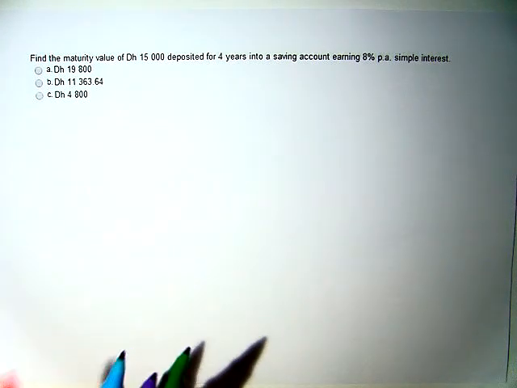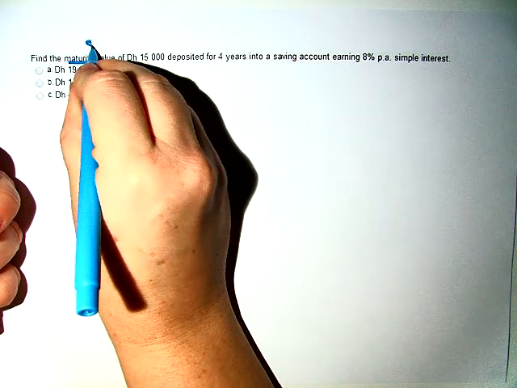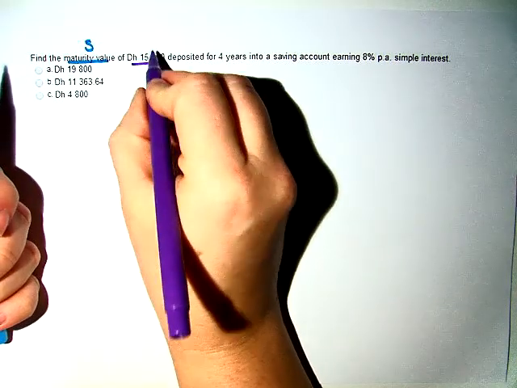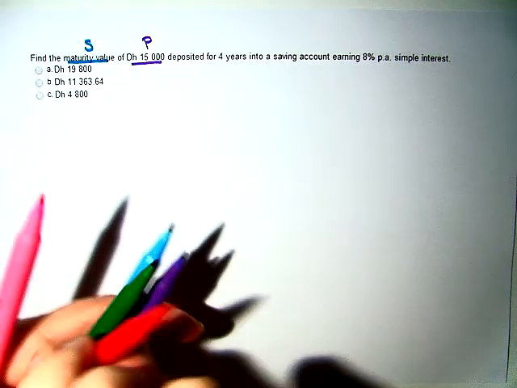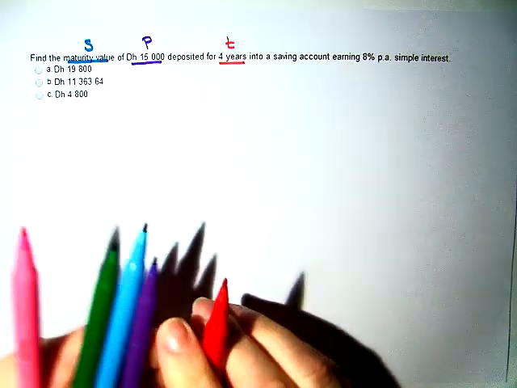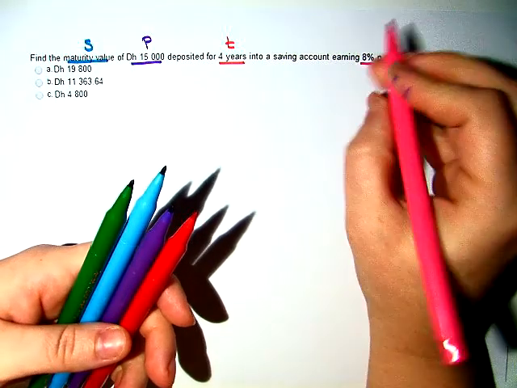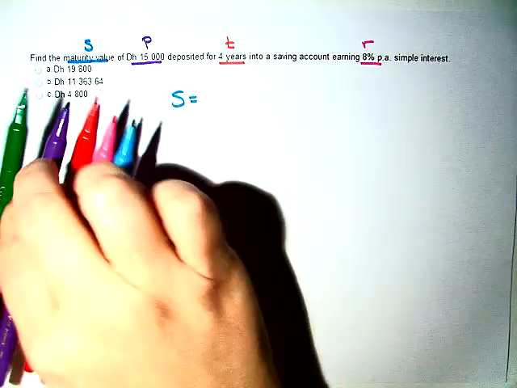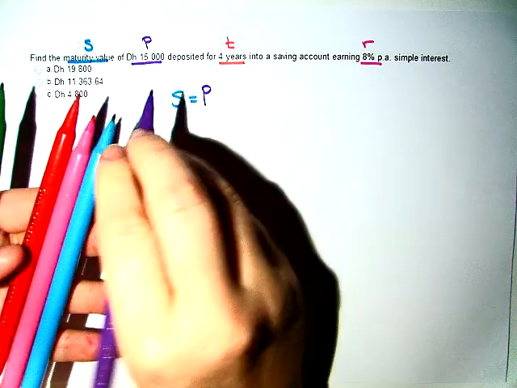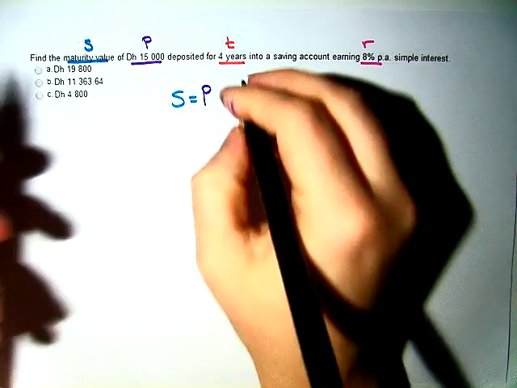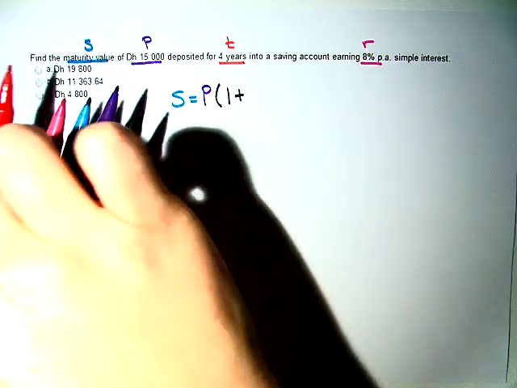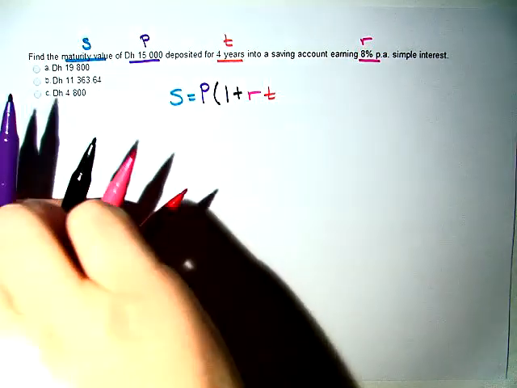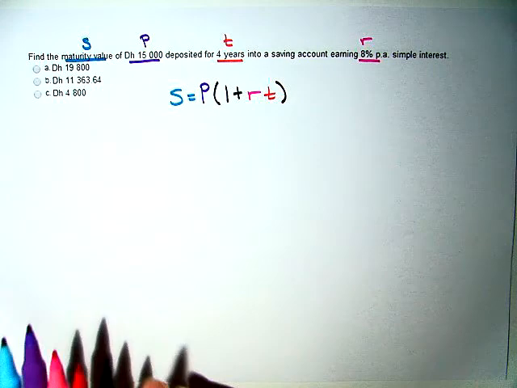Find the maturity value, so they're even telling us what we need to find. We need to find S, of 15,000, so that is my principal, deposited for 4 years, that's my time, into a savings account earning 8% rate, simple interest. So S equals P, and then we've got to do 1 plus rate multiplied by time in years.